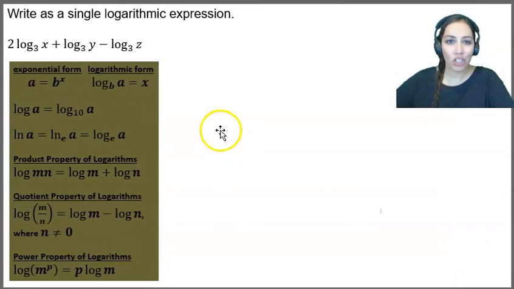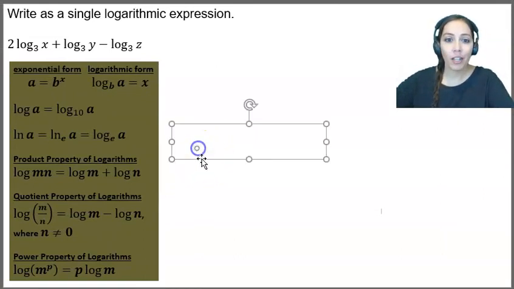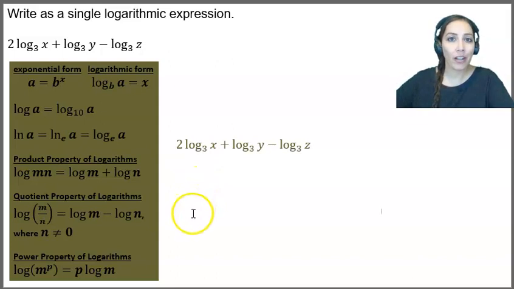Now that I have Chloe's cheat sheet notes, I can go ahead and write this as a single log expression. So first of all, I'm just going to write the expression down that was given to me: 2 log base 3 of x plus log base 3 of y minus log base 3 of z. From here, I notice that these two on the right in the middle just have the log, but the one on the left has that 2 in front. I'm going to go ahead and move that 2 back to the exponent position.